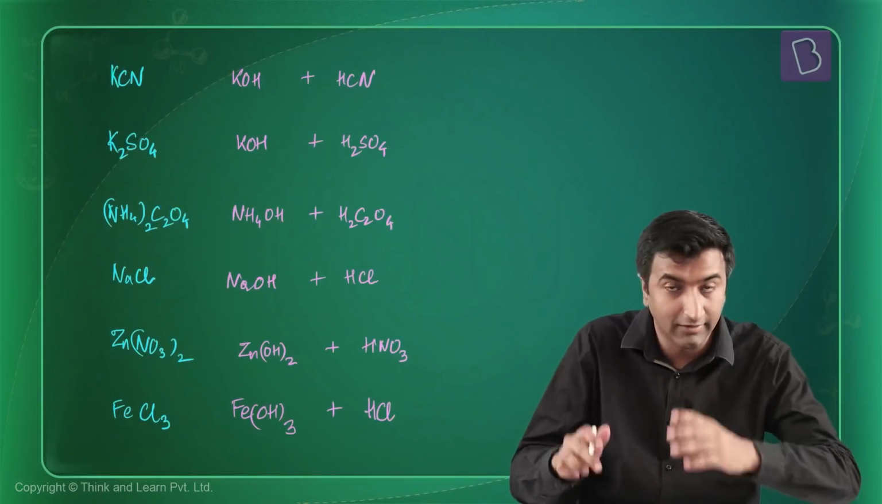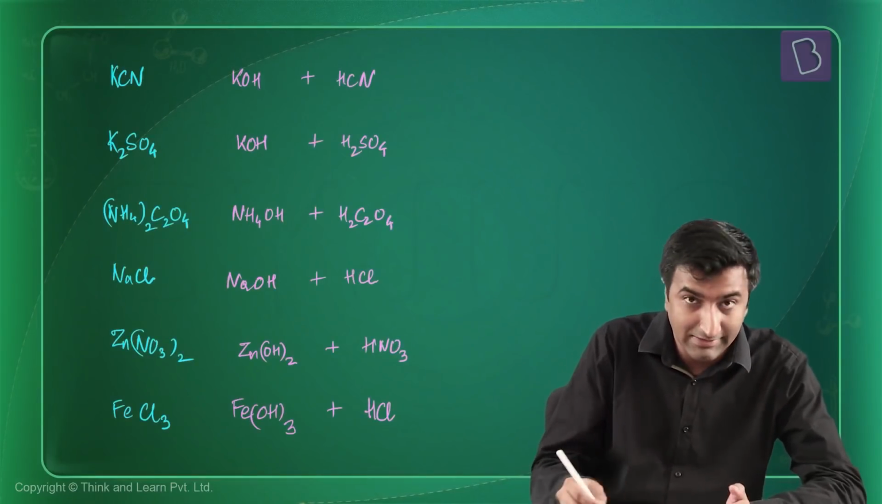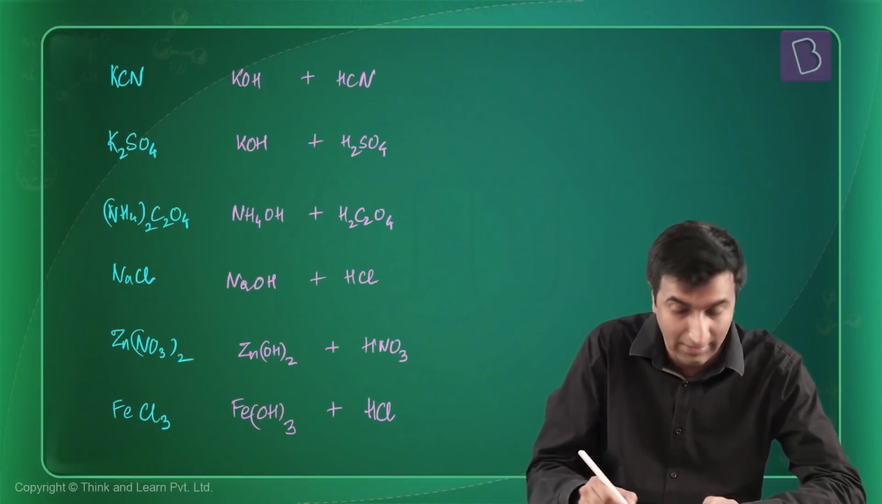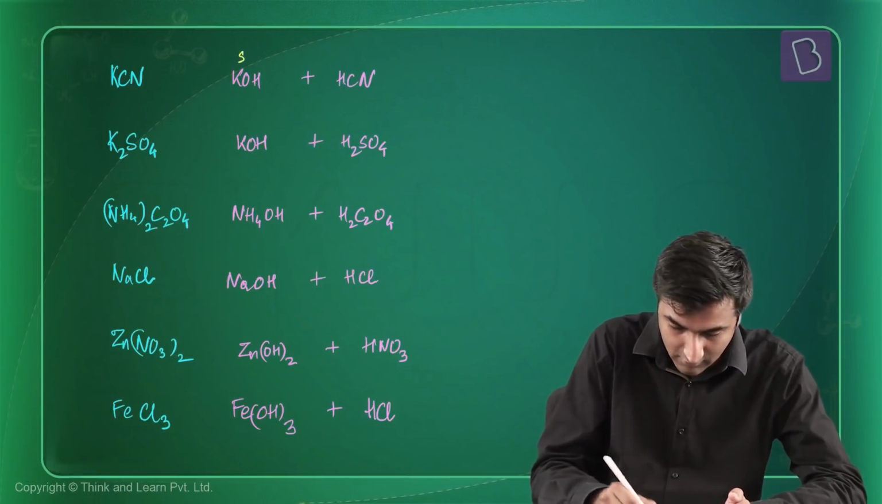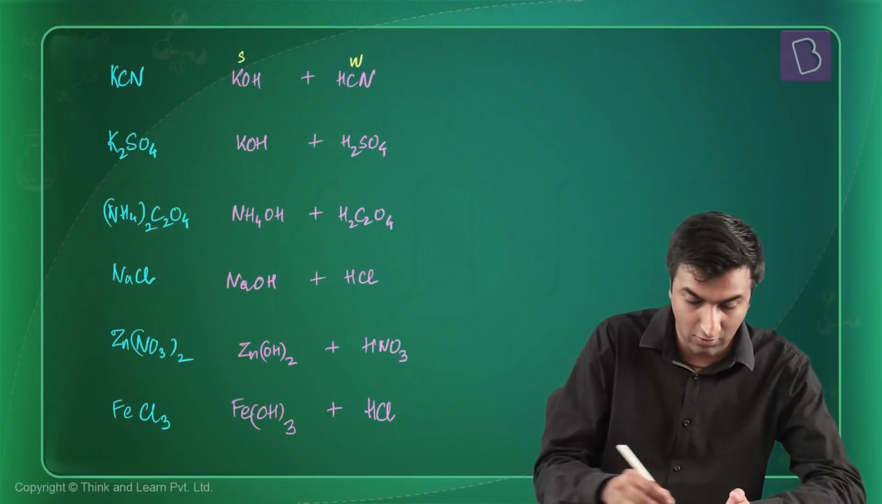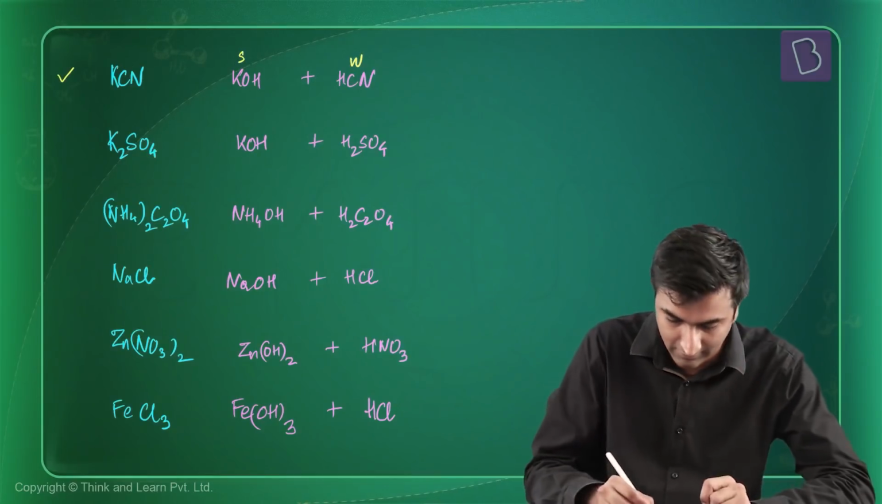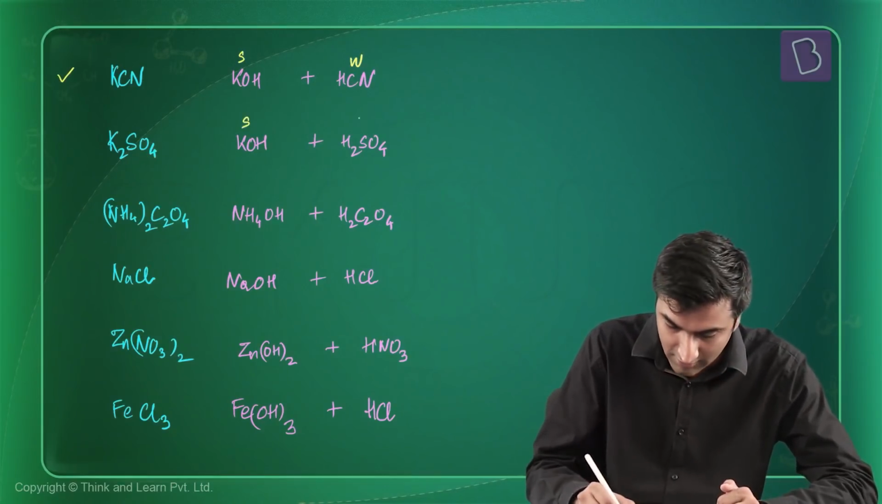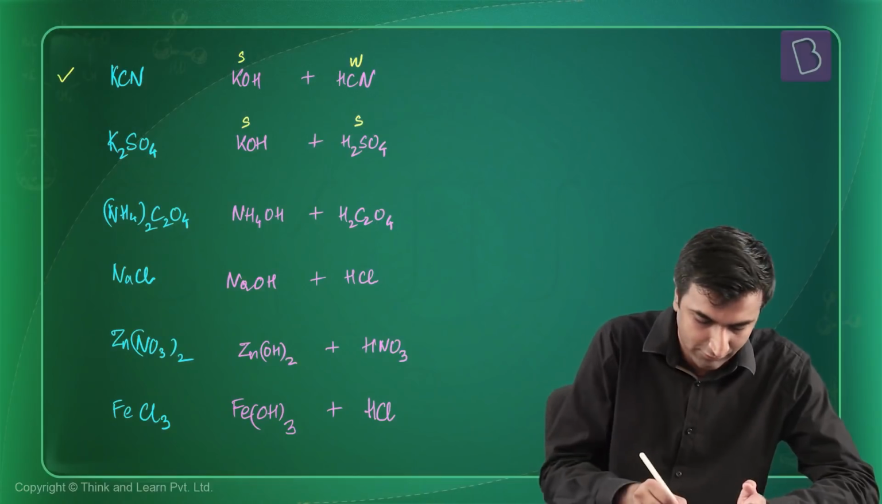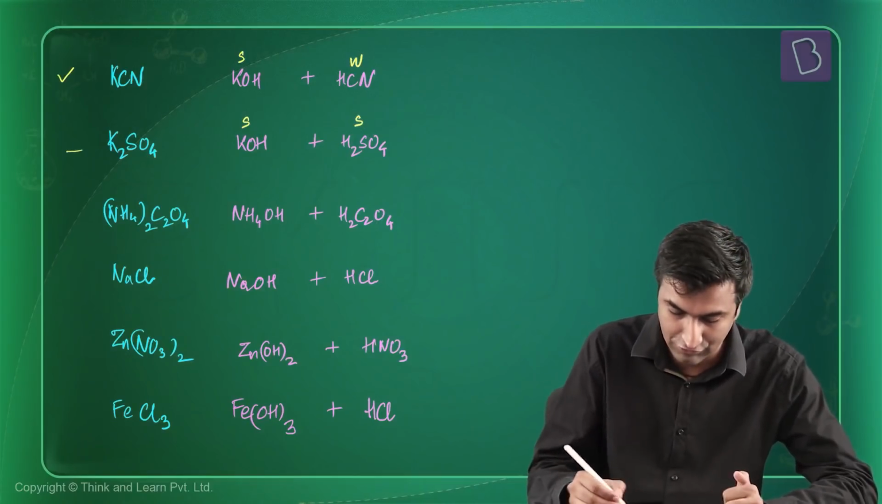Look at this. I've already written that down for you. So KCN would be KOH plus HCN. Now KOH is a strong base and HCN is a weak acid. There you go. This is count number one. I'm just going to tick it. Now the first one: this is strong, this is strong, so I get a neutral solution. That doesn't work.